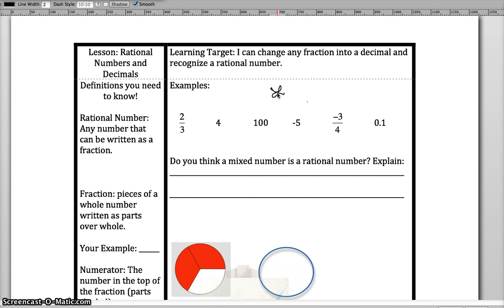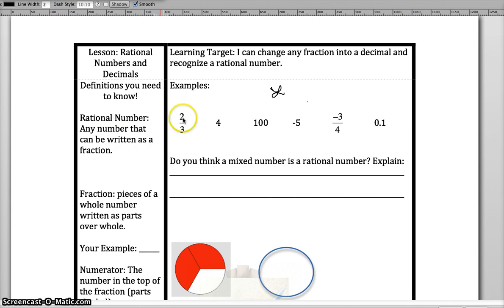All right, so today, let's first go over these definitions, and you need to copy these definitions down on your sidebar. So a rational number is any number that can be written as a fraction. Any number at all that can be written as a fraction.